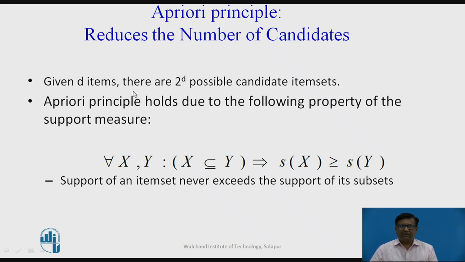Given d items, there are 2 raised to d possible candidate item sets. The apriori principle holds due to the following property of the support measure. For example, there are 2 item sets x and y, where x is a subset of y. Then support of x is always greater than or equal to support of y. That means the support of an item set never exceeds the support of its subset.